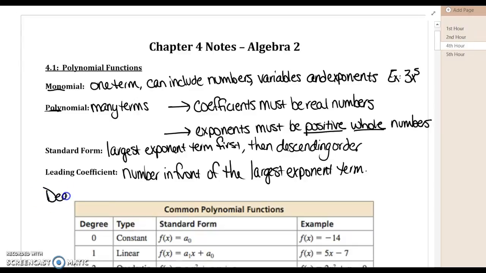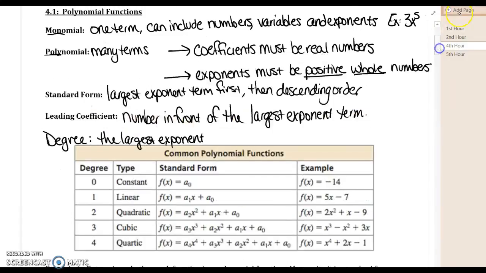And the one term that's not on here that you should add is degree. The degree is the largest exponent. The degree indicates how many factors of the variable exist in the function. So a 0-degree polynomial means that the largest exponent is 0. Do you know what anything raised to the 0 power is? 1. So 0 degree means there are no x's in the function.